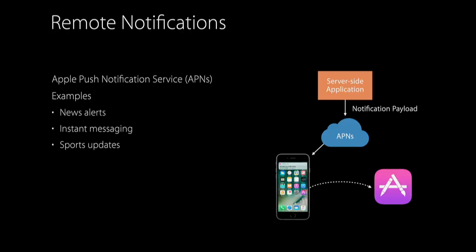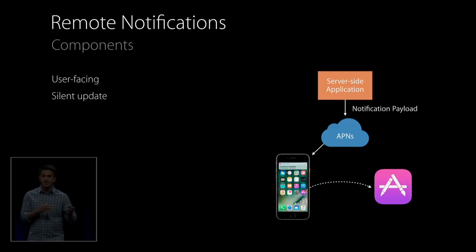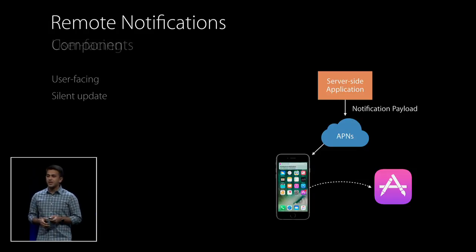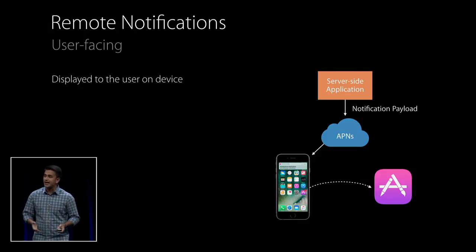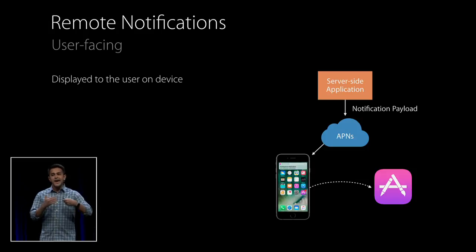Now, remote notifications, in turn, have two different components. They can be either user-facing or silent updates. Now, user-facing notifications, as the name suggests, are the ones that are displayed to the user on the device. And by setting up your notification payload the right way, you can add this content to be shown to the user. As opposed to user-facing notifications, we also offer silent update notifications.